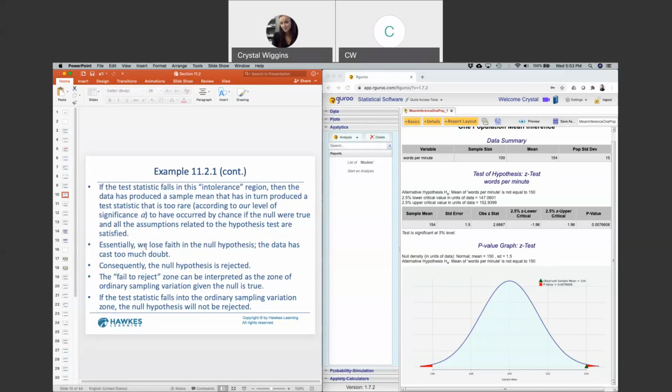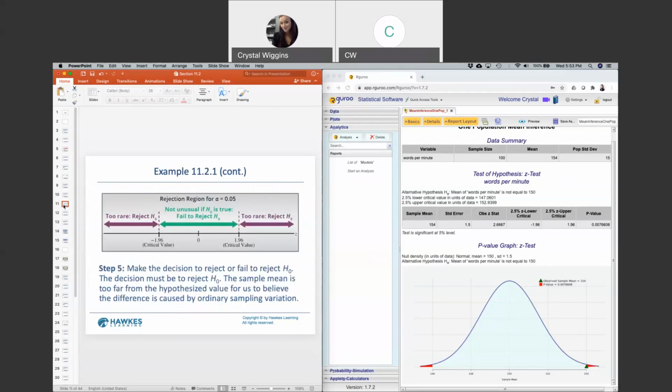So essentially, we lose faith in the null hypothesis if the test statistic falls in the rejection region. The data has cast too much doubt. Consequently, the null hypothesis is rejected. If it was in the fail to reject zone, then we would be able to say that the null hypothesis will not be rejected, which we'll have some examples where that happens. So again, here we go, critical value on the left, critical value on the right. Rejecting the null if there was a bigger test statistic, rejecting the null if there was a smaller test statistic, and failing to reject if it fell anywhere in between.